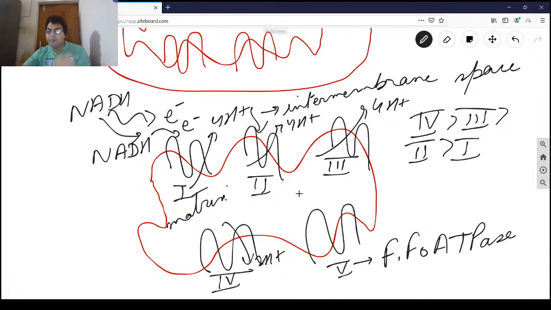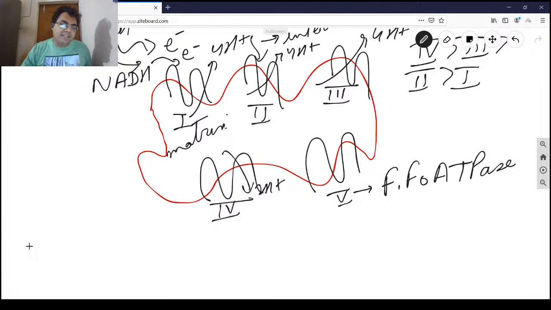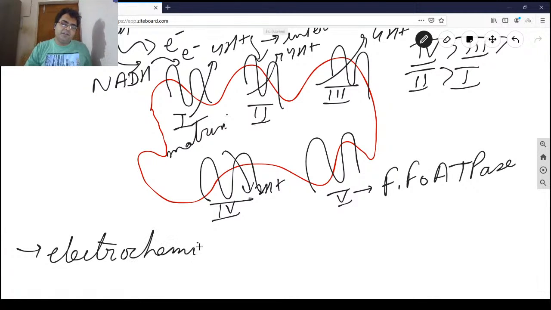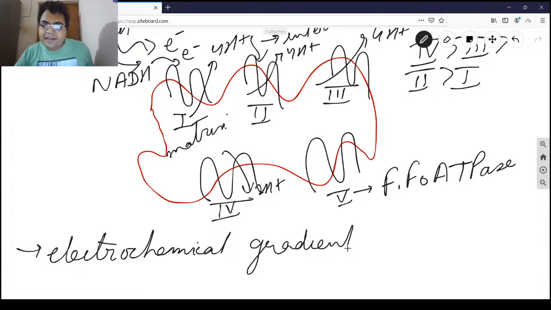Okay, so what are you generating? Look at how versatile the cell is. What you are generating is an electrochemical gradient, just like I had explained to you in the case of neurons. In neuroscience, with the action potential, we saw that the electrochemical gradient of K plus differs from that of Na plus. Here also we are generating an electrochemical gradient.